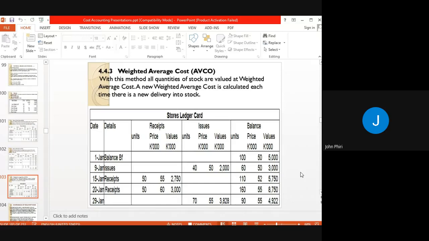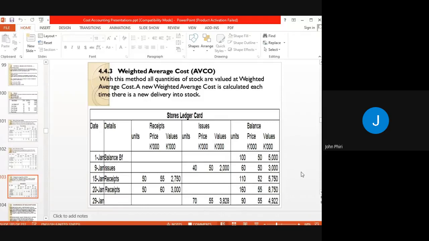Who can tell us, how did you arrive at 52? Sir, you divide 110 by... when we add 3,000 plus 2,750, the total we divide by 110. Good. We get 52. Thank you. That's how you get your average. I hope you've gotten that.